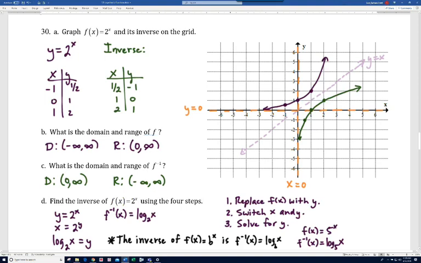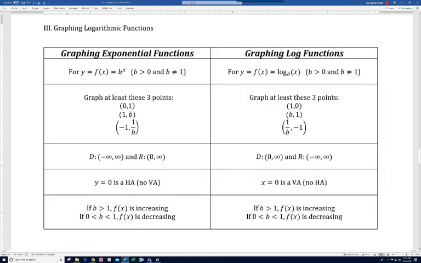All right, so let's go ahead and move to the next page. So this is a summary of graphing exponential and logarithmic functions. We've already looked at graphing exponential functions. Remember when we did exponential function graphs, we would choose x to be -1, 0, and 1. That's all that's saying here. And again, I want to remind you our base is greater than 0. It can't be 1.